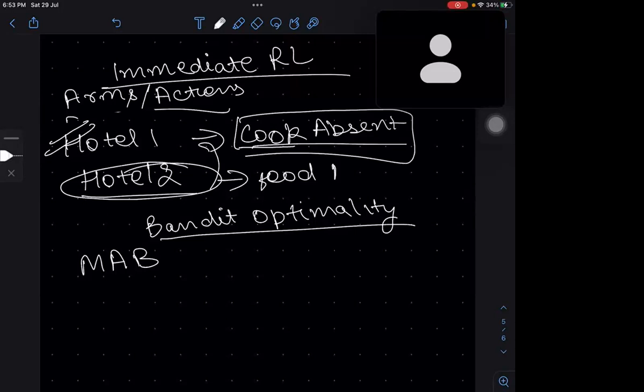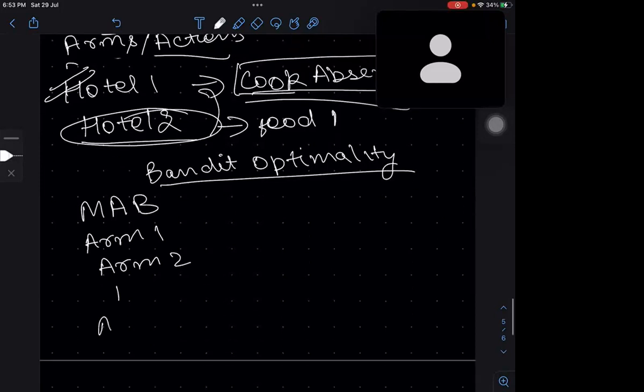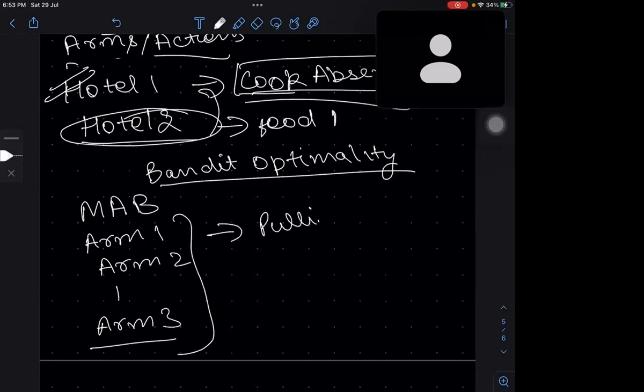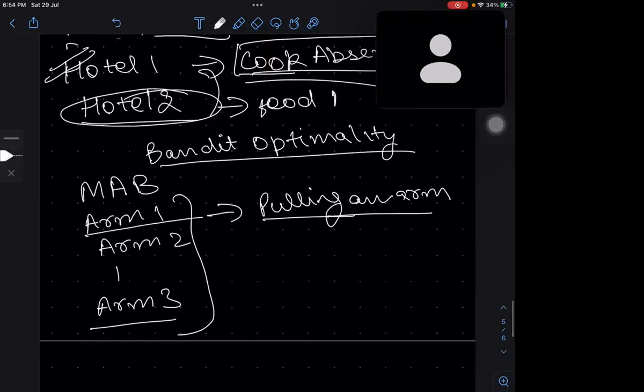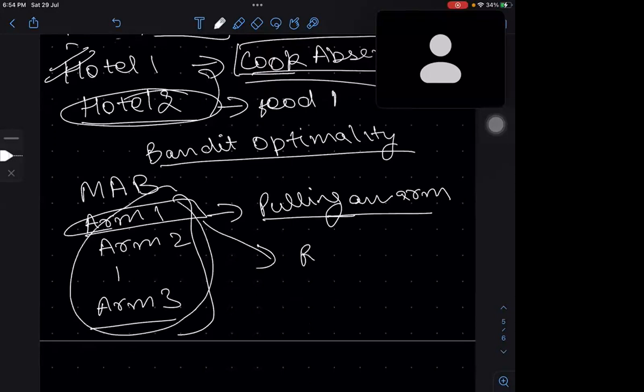Basically, we are pulling the arm. Like as you said, we are pulling a lever, and then you are getting a reward. You are getting a jackpot, or you are losing your own money. I can say that is the cost here. So basically, we have the arms here: arm 1, arm 2, arm 3, and so on. And then we are pulling an arm. So either we are winning or we are losing here. Suppose I pull arm 1. Which arm should I pull, which will give me more reward here?